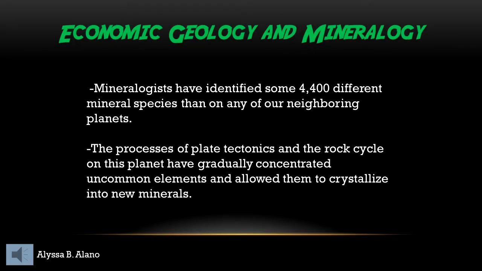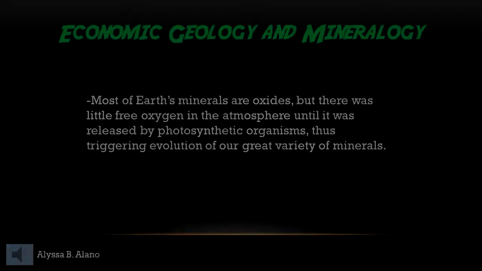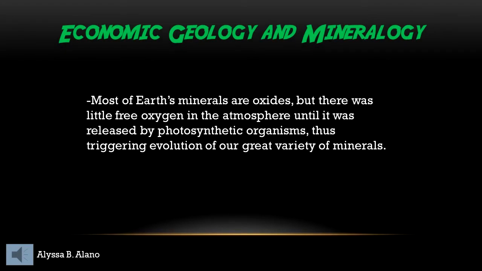Mineralogists have identified some 4,400 different mineral species on Earth, more than on any of our neighboring planets. The processes of plate tectonics and the rock cycle on Earth have gradually concentrated common elements and allowed them to crystallize into new minerals. Most of Earth's minerals are oxides, but there was little free oxygen in the atmosphere until it was released by photosynthetic organisms, thus triggering the evolution of our great variety of minerals.